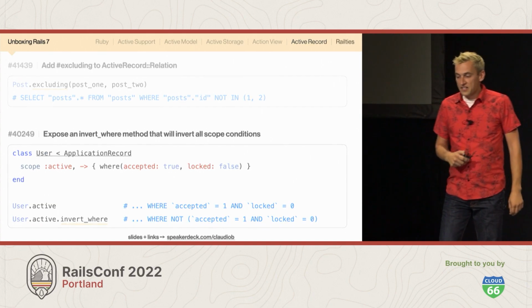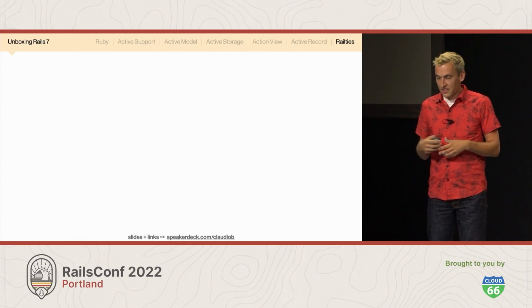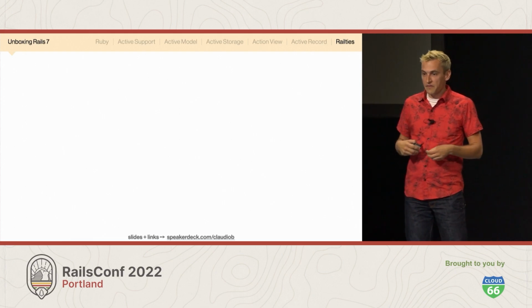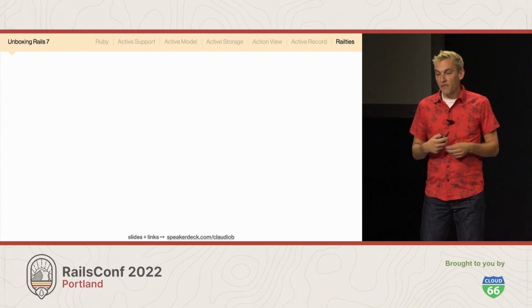OK, so finally, let's talk about Railties, which is the library of Rails that puts it all together. It has the templates, the generators, and for instance, one thing that it does is generate the gem file of your Rails application.